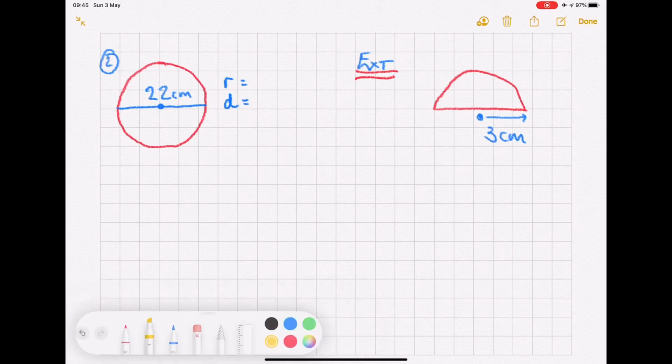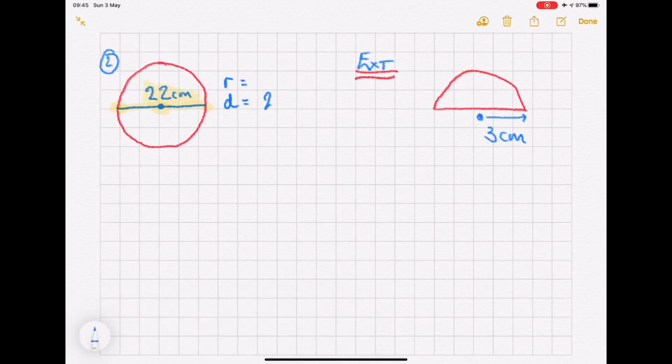Well, we've been given the length that goes from one edge through the centre all the way to the other edge. So we've been given the diameter. So our diameter is 22 centimetres. Our radius is going to be half that. So our radius is going to be 11 centimetres.